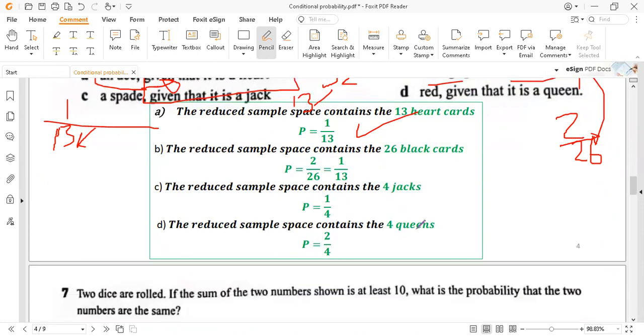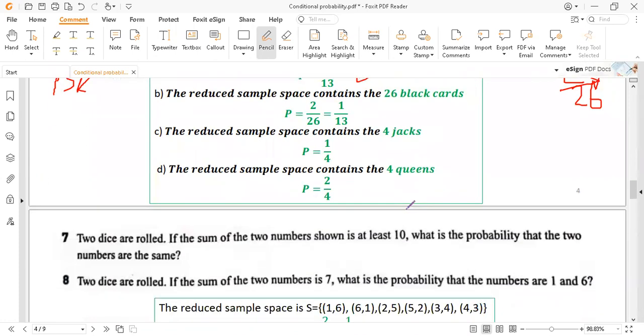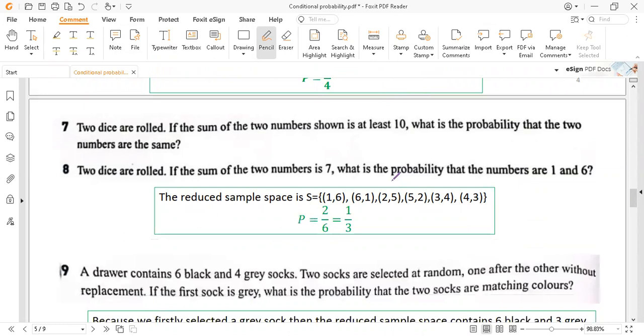So it is very easy to find the main idea of conditional probability. We have a condition. From this condition, we deduce the reduced sample space. Then we calculate the probability using the same formula: number of favorable outcomes over number of possible outcomes.